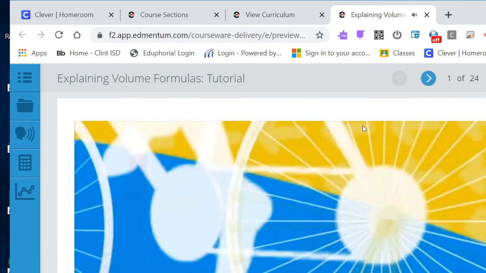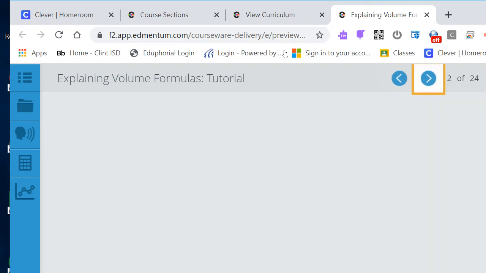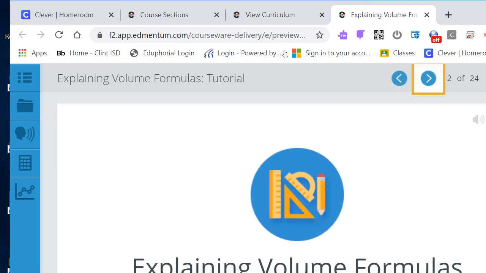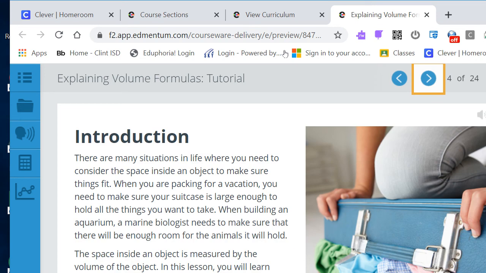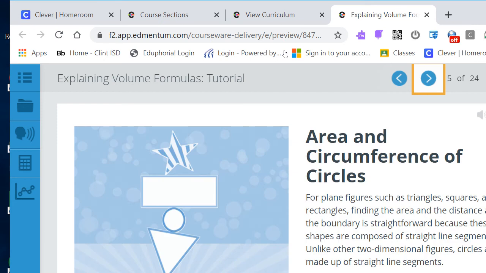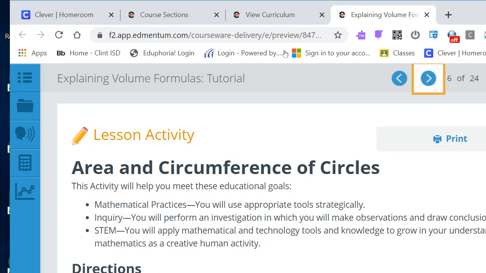Make sure that when you're going through Plato, you click on everything and you let everything play. We move on to the second one. This one is just explaining that it's a tutorial. The third slide tells us our objective, what you are going to learn in the section. It gives us a brief introduction. It talks about area and circumference of circles because we are going to be using those. And then it starts with our very first activity.